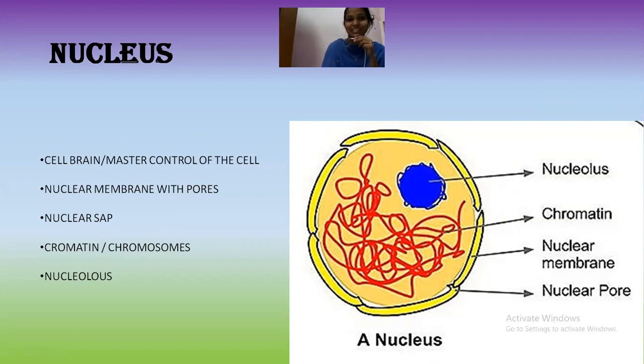This nucleolus has a special function: it synthesizes the ribosomes. That's why the nucleolus is also called the ribosomal factory. And this is about the nucleus. Having all these functions, the nucleus is called the cell brain or master control of the cell. So this is the ultrastructure of the nucleus.